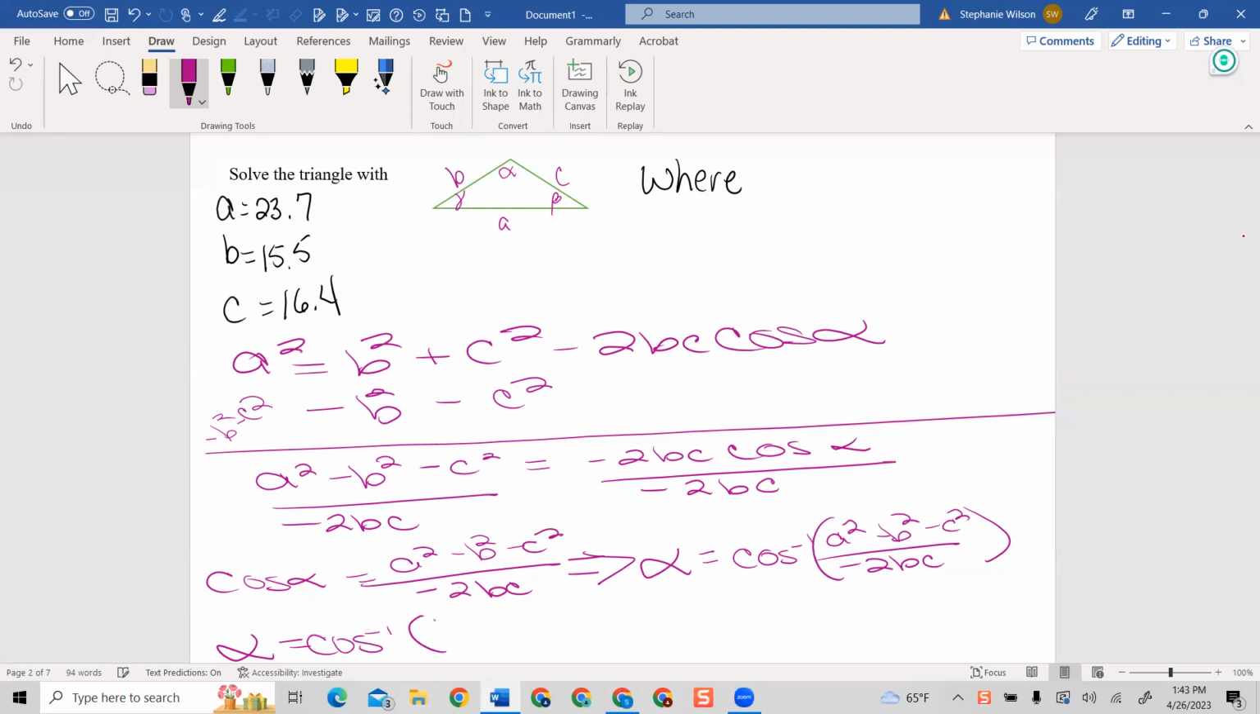So a is 23.7 squared minus b is 15.5 squared minus 16.4 squared, all divided by negative 2 times 15.5 times 16.4. And let's calculate that right quick.